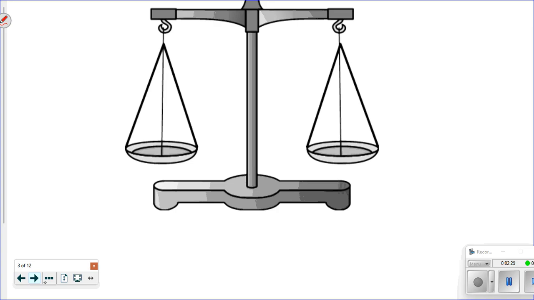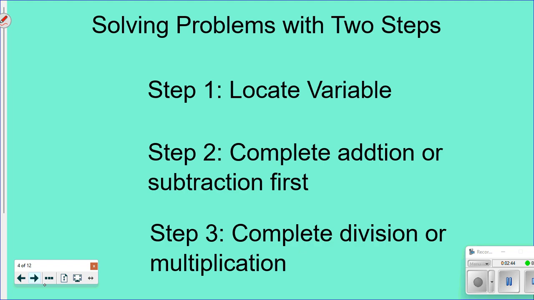Now, solving two-step equations is going to be the same thing as solving our one-step. We're still going to consider it a balance. The equal sign is still going to go here. And so I want you to picture a balance in your mind when we're doing these things today. All right, two-step equations.